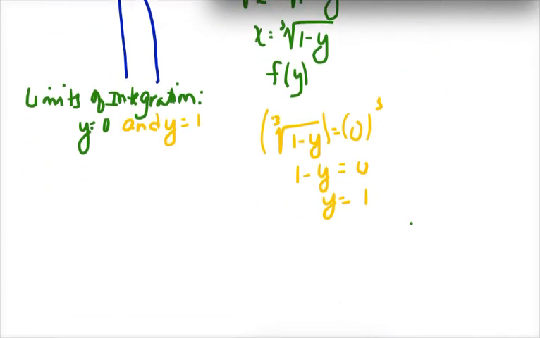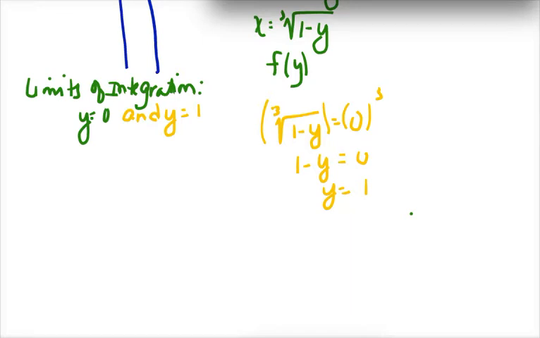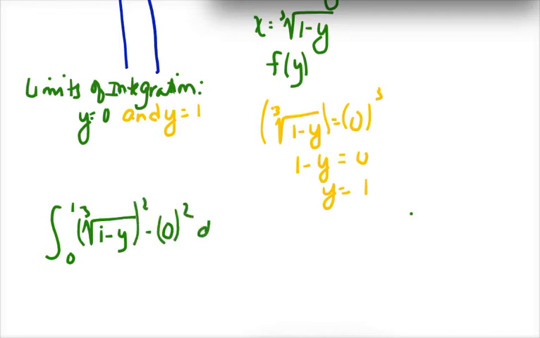So let's set the integral up, and you're left with the integral from 0 to 1. F of y is the cube root of 1 minus y, and that's minus 0, right? We're going to square it, dy, times pi.